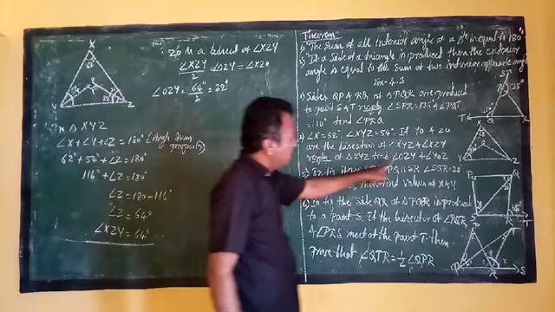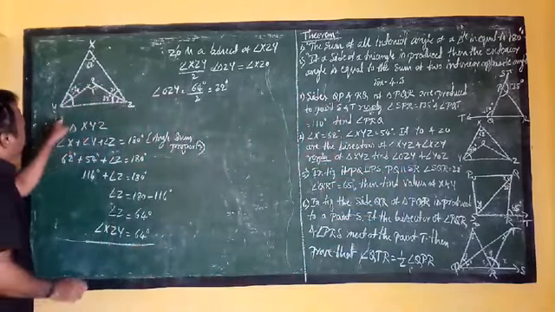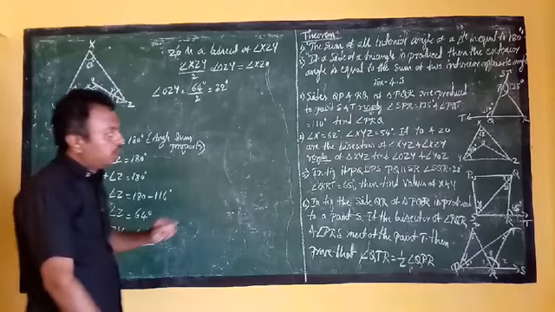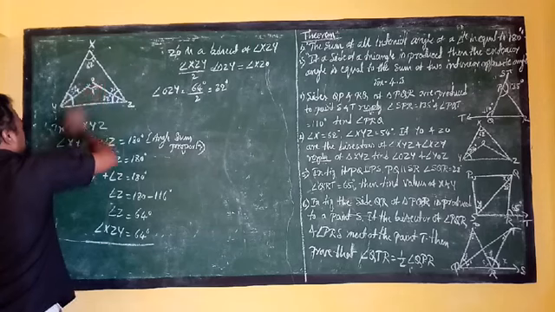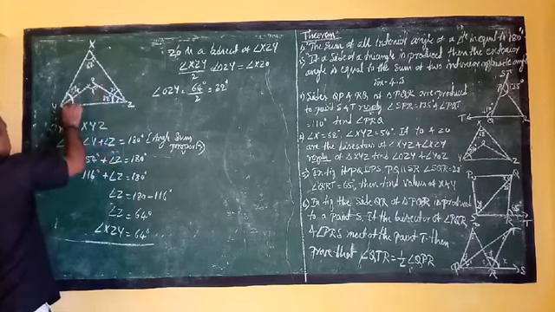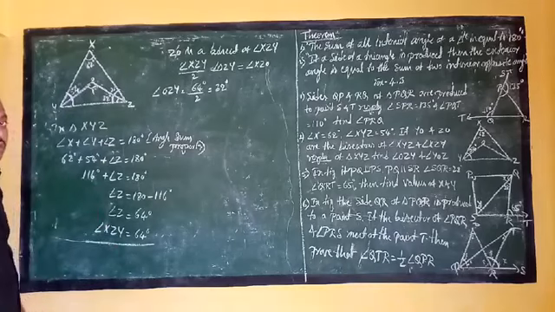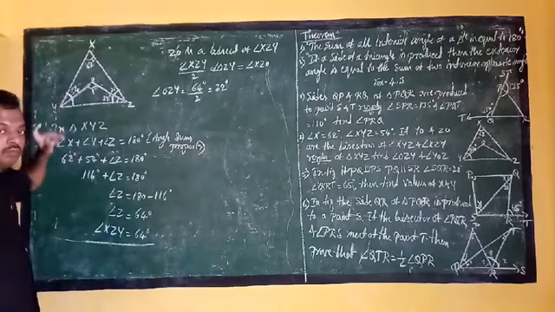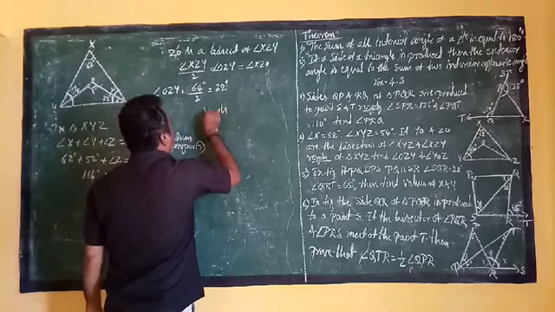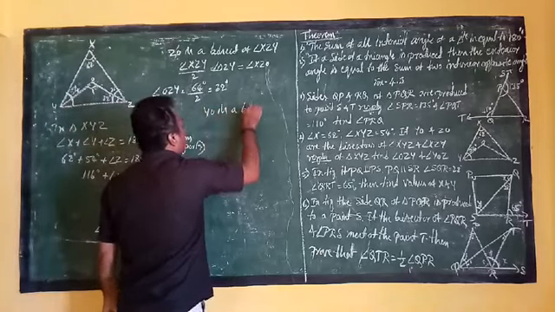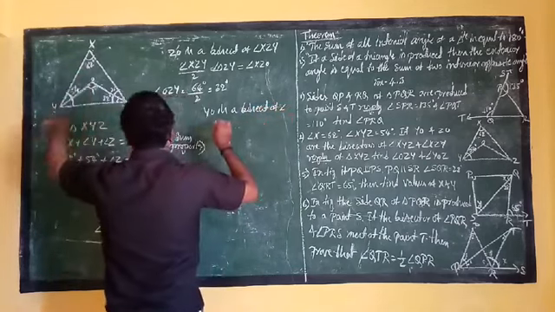That means OZY we have calculated. So the remaining angle YOZ, this angle we want to calculate. This angle is 54 degrees. If you bisect it with OY, each angle becomes 27 degrees. Correct? Therefore, YO is a bisector of angle XYZ.